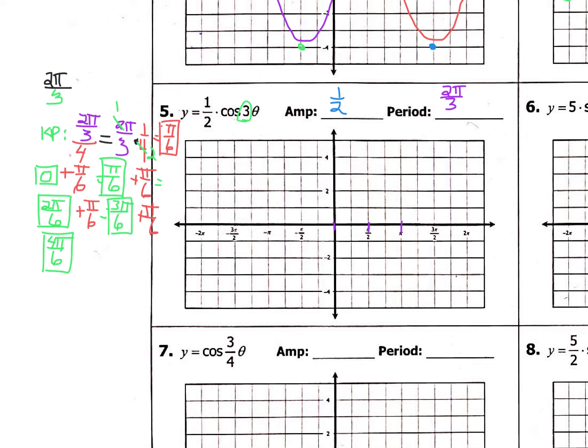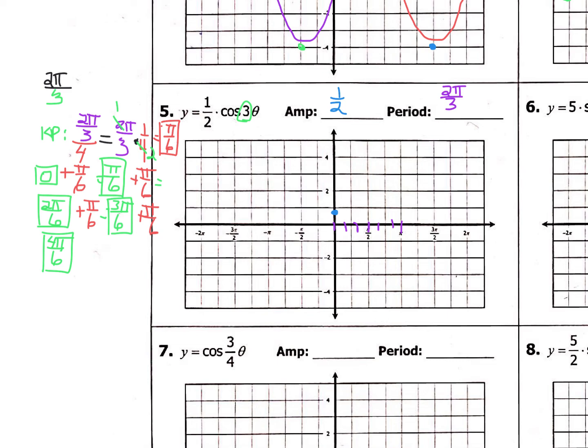So you just have to eyeball it. Oh, how about here and here? That looks good. Here and there. That looks good. So I'm just going to do that for right now to get my 1 period of cosine. So remember, cosine starts up. We're going to start up at the amplitude at 0 of 1/2. So there's our first point.